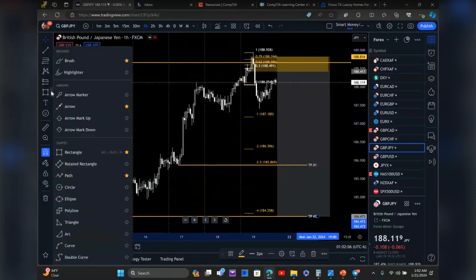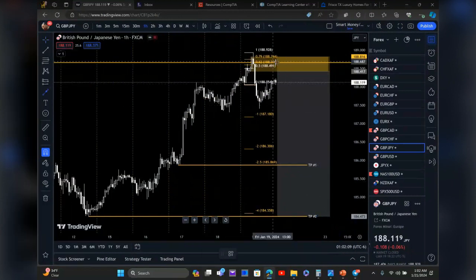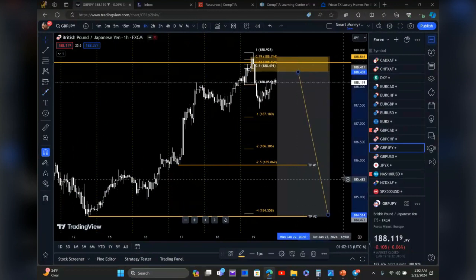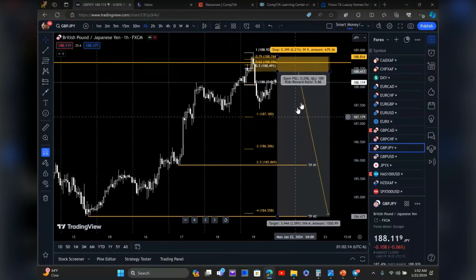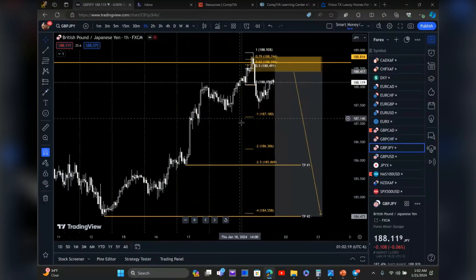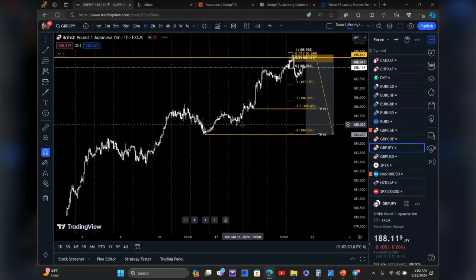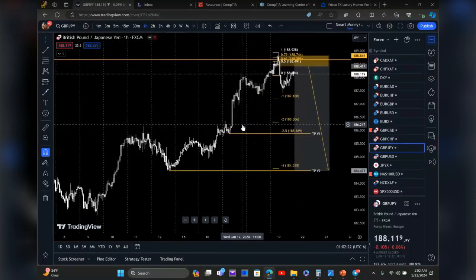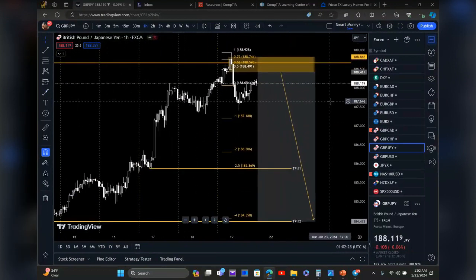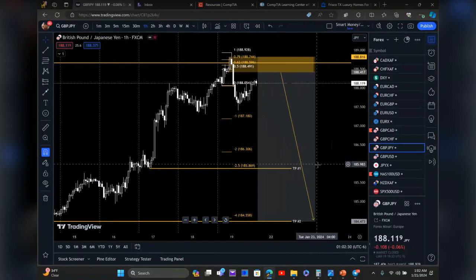And I like to put an arrow to kind of show my students. All right, boom, where I'm expecting price to go. So this is what I'm looking for here. All right, this is what I'm looking for on GBP/JPY. Now, just because we have this setup doesn't mean it's going to play out exactly like that.